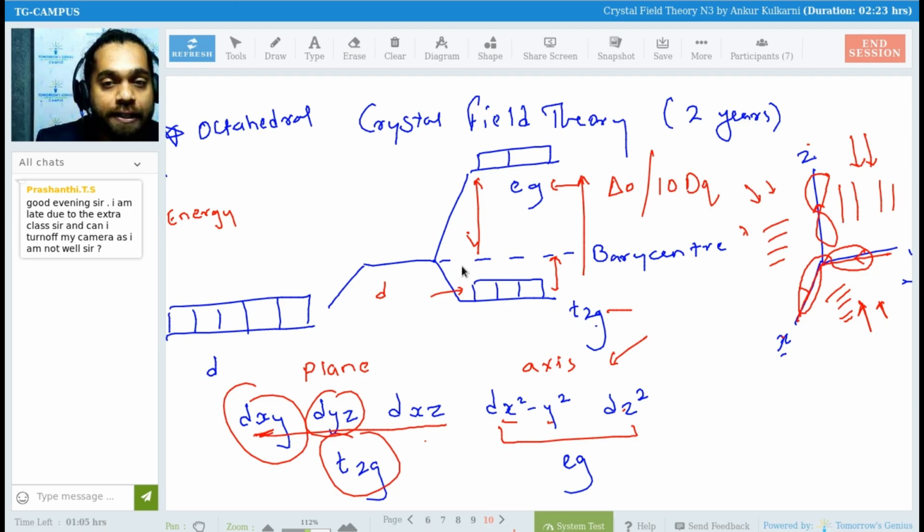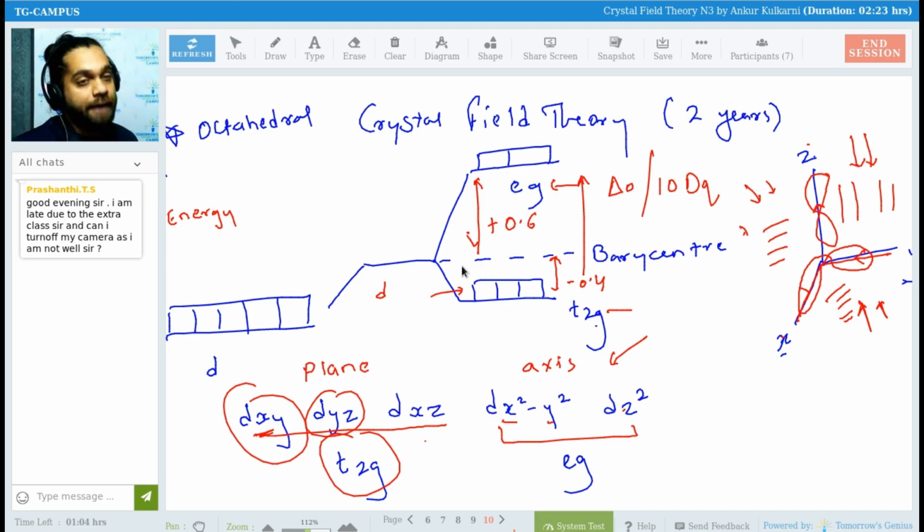So this larger difference is plus 0.6, and this one is minus 0.4. Plus 0.6, write it down. The difference between EG and barycenter has a use, I'll tell you, but write it down now. The difference between barycenter and EG is plus 0.6, and the difference between barycenter and T2G is minus 0.4. Come on, write it down.